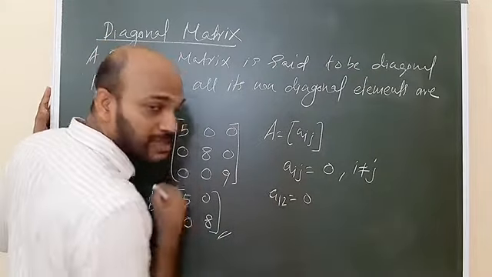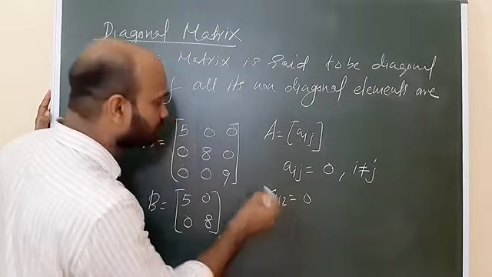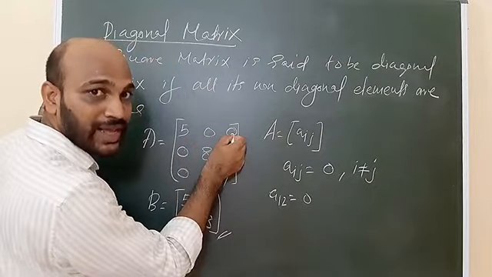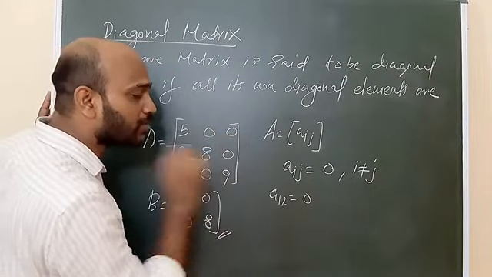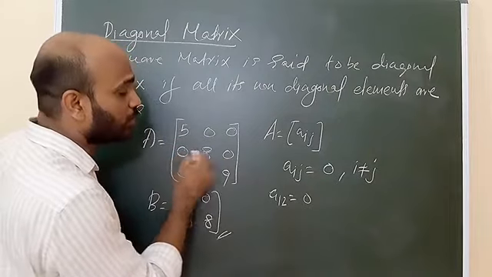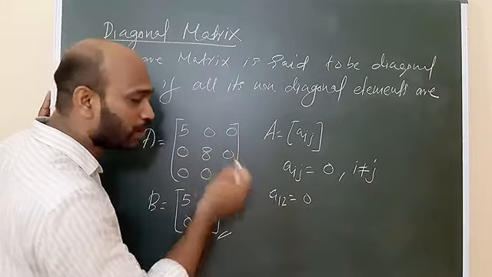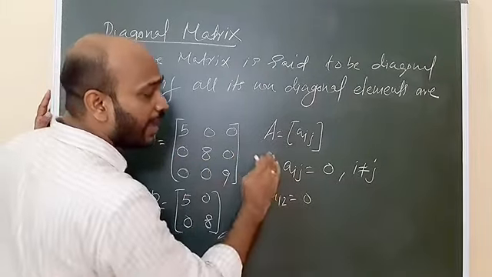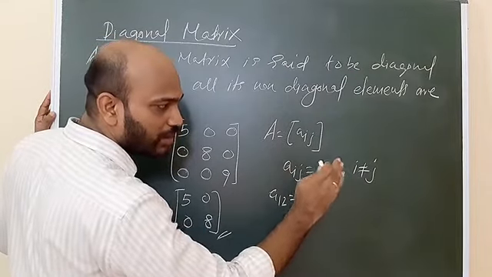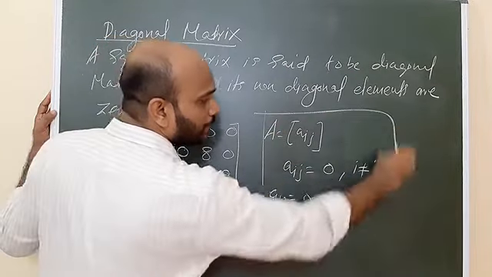A12 should be 0 because 1 is not equal to 2. A13 is 0 because 1 is not equal to 3. A21 is 0, A23 is 0 because 2 is not equal to 3. Like that. So this is the definition: Aij equal to 0 for i not equal to j. So this definition you have to learn by heart.